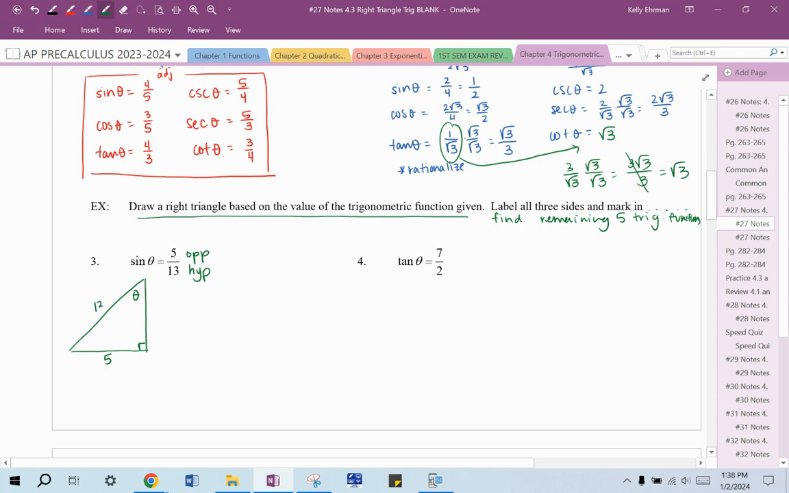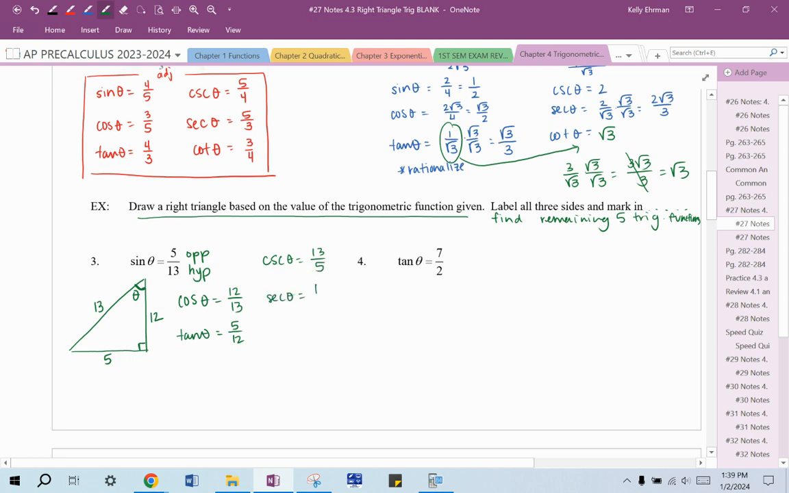The hypotenuse has to be 13. And again, you might know your triples, or if not, Pythagorean theorem, 5 squared plus b squared equals 13 squared, and go from there. But this is a 5, 12, 13 triangle. So draw the right triangle, check. Label all three sides, check. And now based on where this theta is, we're going to find the remaining 5 trig functions. So we already have sine. Let's go with cosine theta. It's 12 over 13. Tangent theta, 5 over 12. Reciprocal of sine is cosecant theta, 13 over 5.